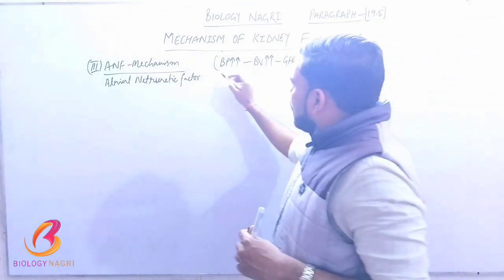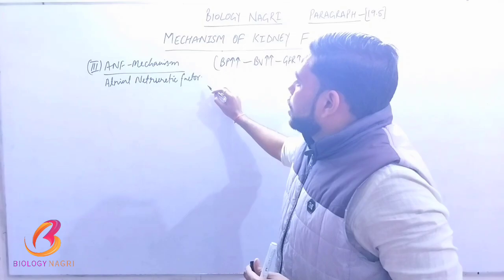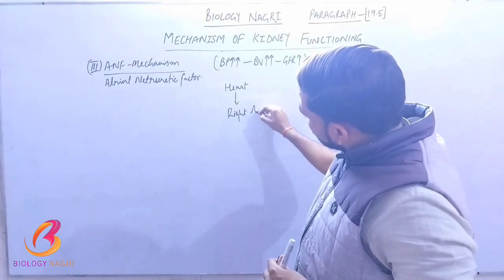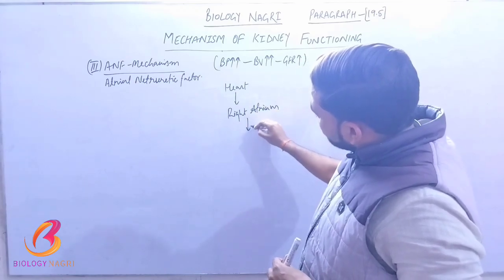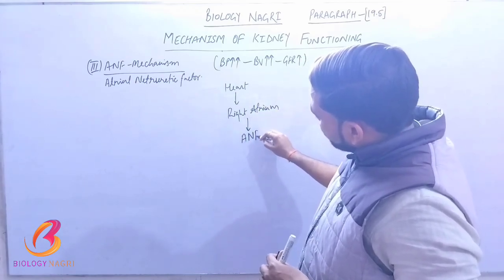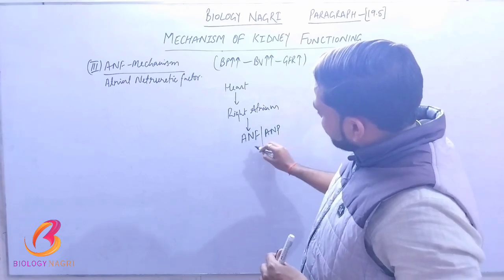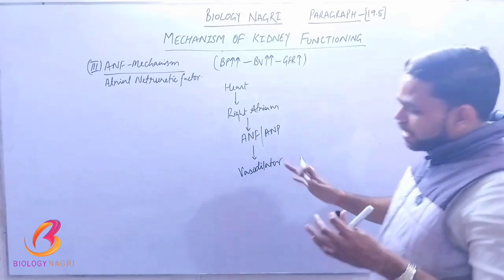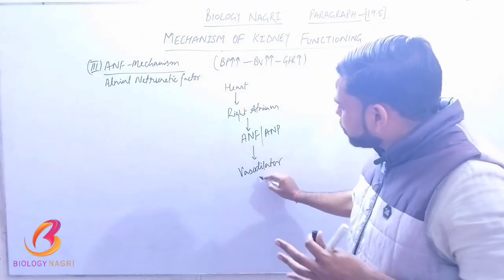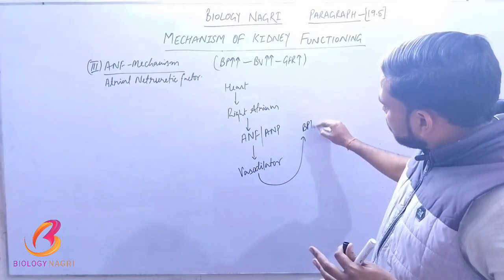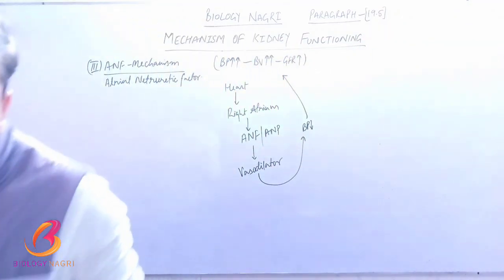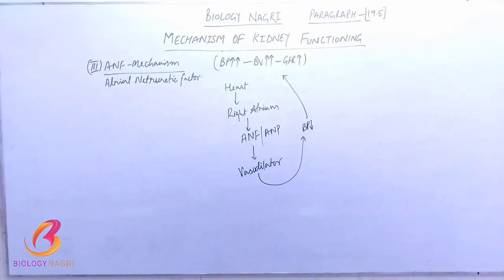In this condition, the right atrium of the human heart starts releasing atrial natriuretic factor, also known as atrial natriuretic peptide, and this is a very good vasodilator. It dilates and relaxes the lumen of the vessel and leads to a decrease in blood pressure. Finally, we have managed the hypertension by releasing atrial natriuretic factor, a good vasodilator. So this was the ANF mechanism.